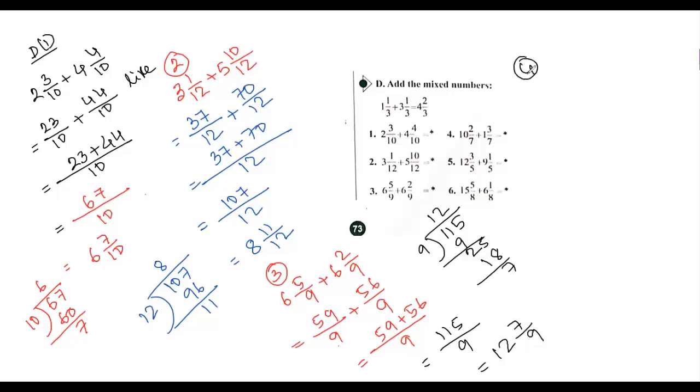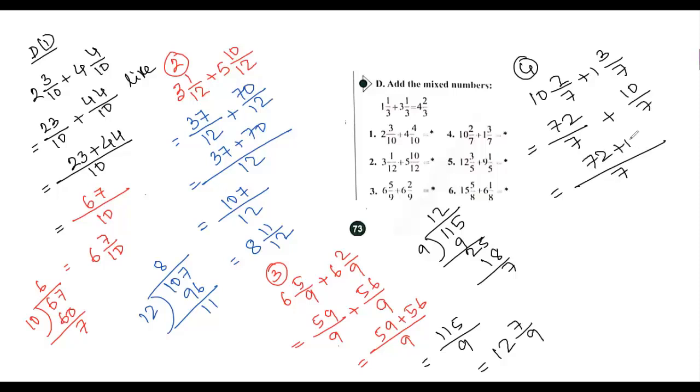Now question number 4. Question number 4 says 10 whole 2 by 7 plus 1 whole 3 by 7. So what is your first job? Our first job is to convert mixed into improper. So 7 10s are 70 plus 2, 72, plus 7 1s are 7 plus 3, 10. Now both denominators are the same. So we should add the numerators, 72 plus 10, that will be 82. So 82 by 7. Now we need to divide.